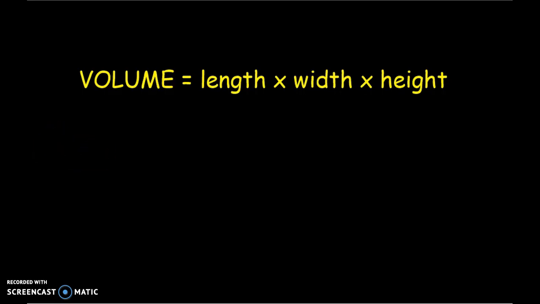V, make sure your V is uppercase, is equal to length times width times height. Now we can have the letters just like this next to each other because that means that we're going to multiply it. And we don't have to use the long formula. We can abbreviate it. So volume is equal to length times width times height.